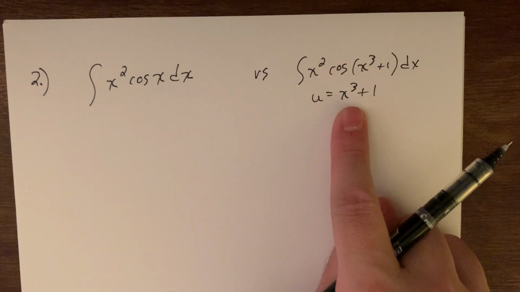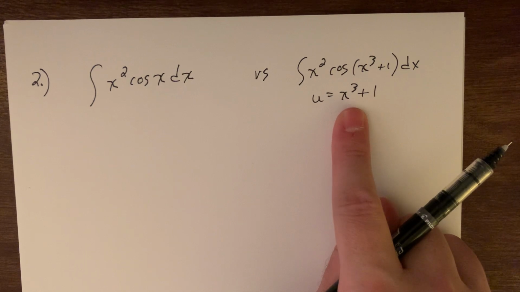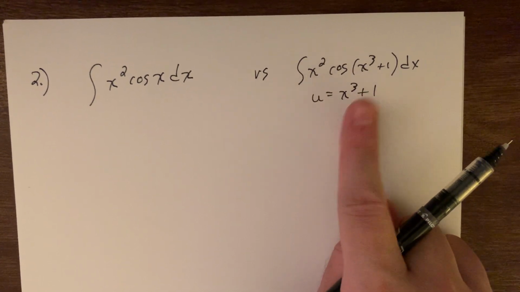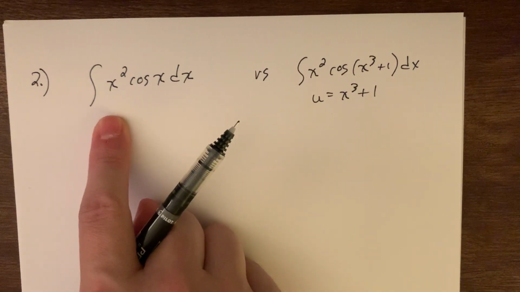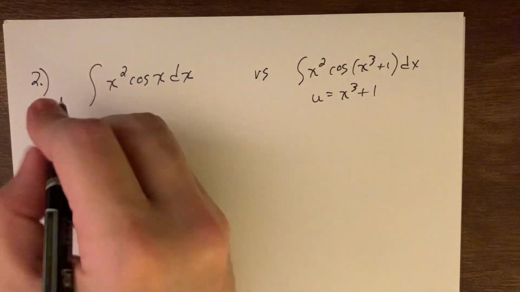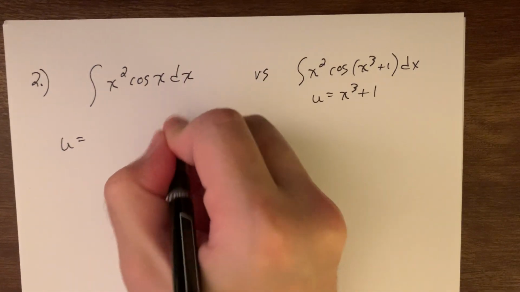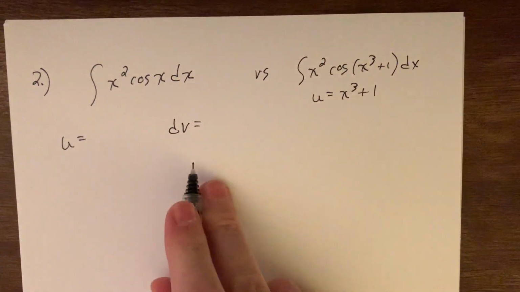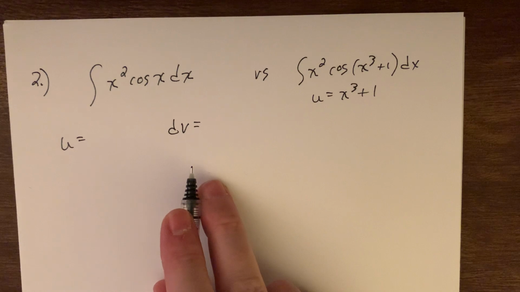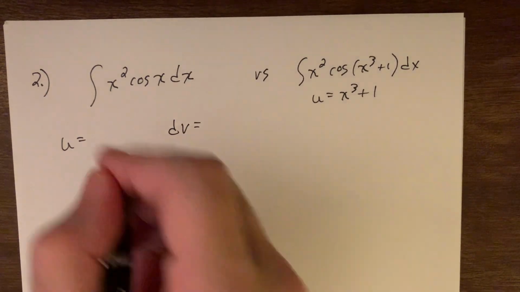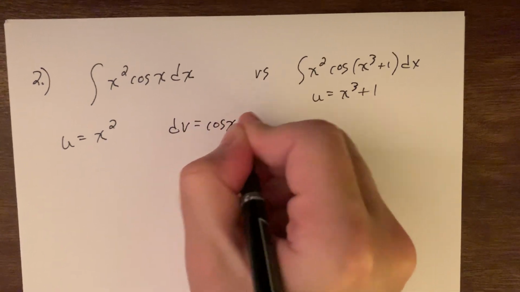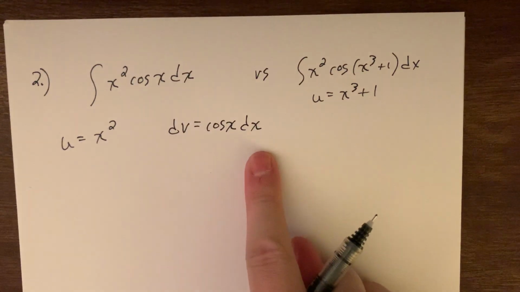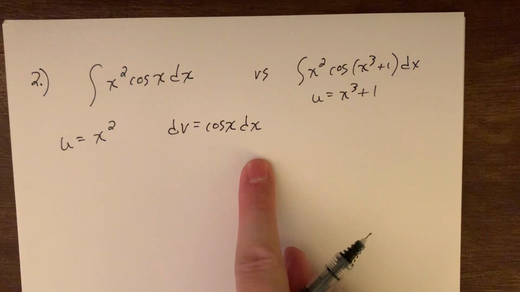So you should be able to finish this one on your own. That will work as a u substitution. But over here, we've set up integration by parts. Well, how do I assign u and dv? Well, based on the previous problem, the power of x seemed like a good choice for u, which would leave dv as the default everything else, so cosine x dx.